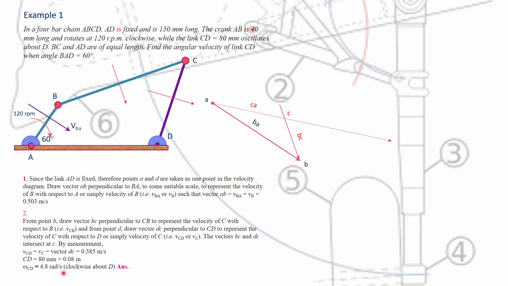In this case, for CD it is 4.8 radians per second. By the graphical method you will not get the exact value of this, so you take an approximate of plus or minus 5% of the answer. When I mark or correct your papers, that will also be based on plus or minus 5% of this value, because you are using the graphical method.